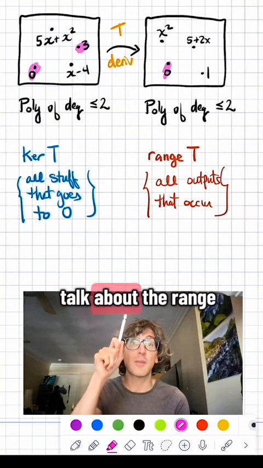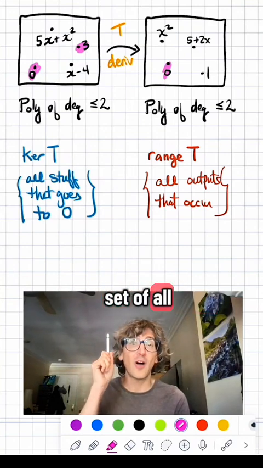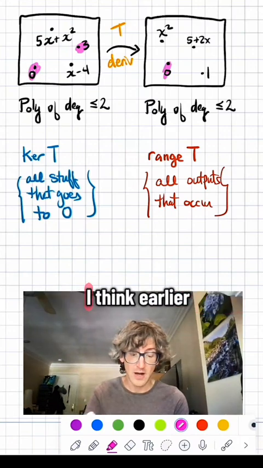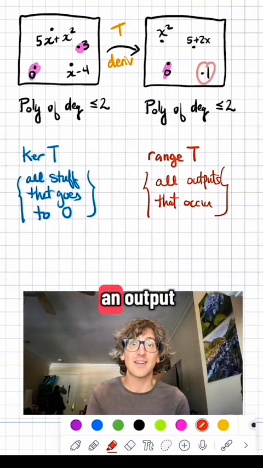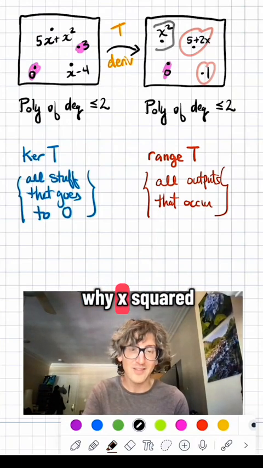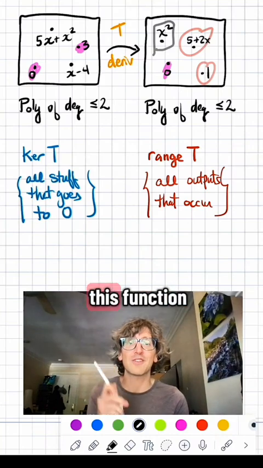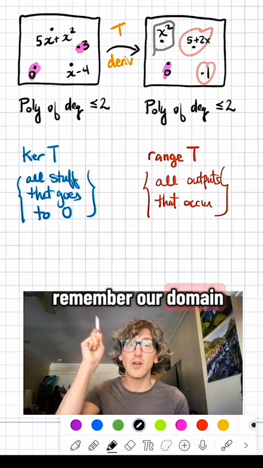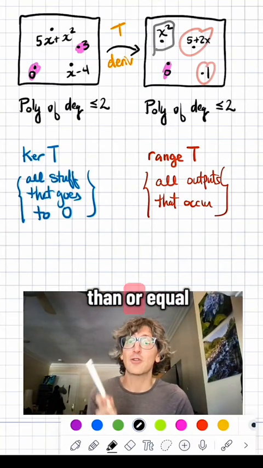We can also talk about the range, which is a set of all outputs that actually occur. I think earlier we saw that this occurred as an output, and so did this one. But can you think of a reason why x squared will never be an output of this function? Remember, our domain is only polynomials of degree less than or equal to 2.